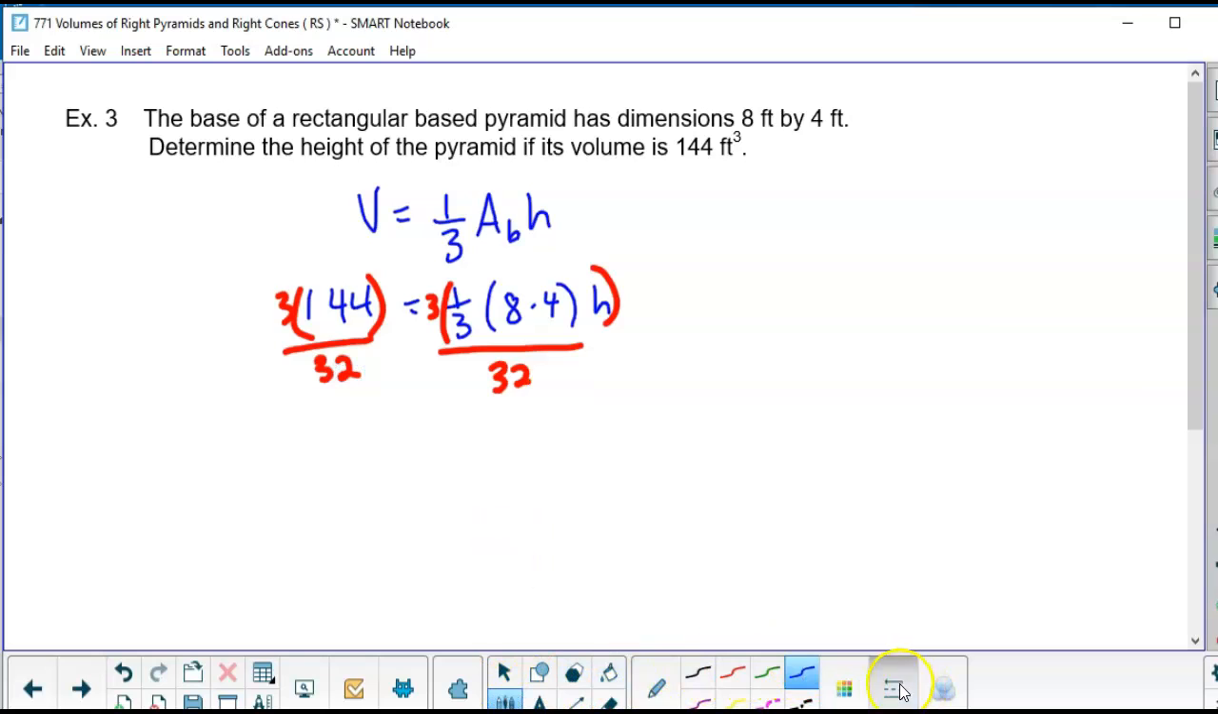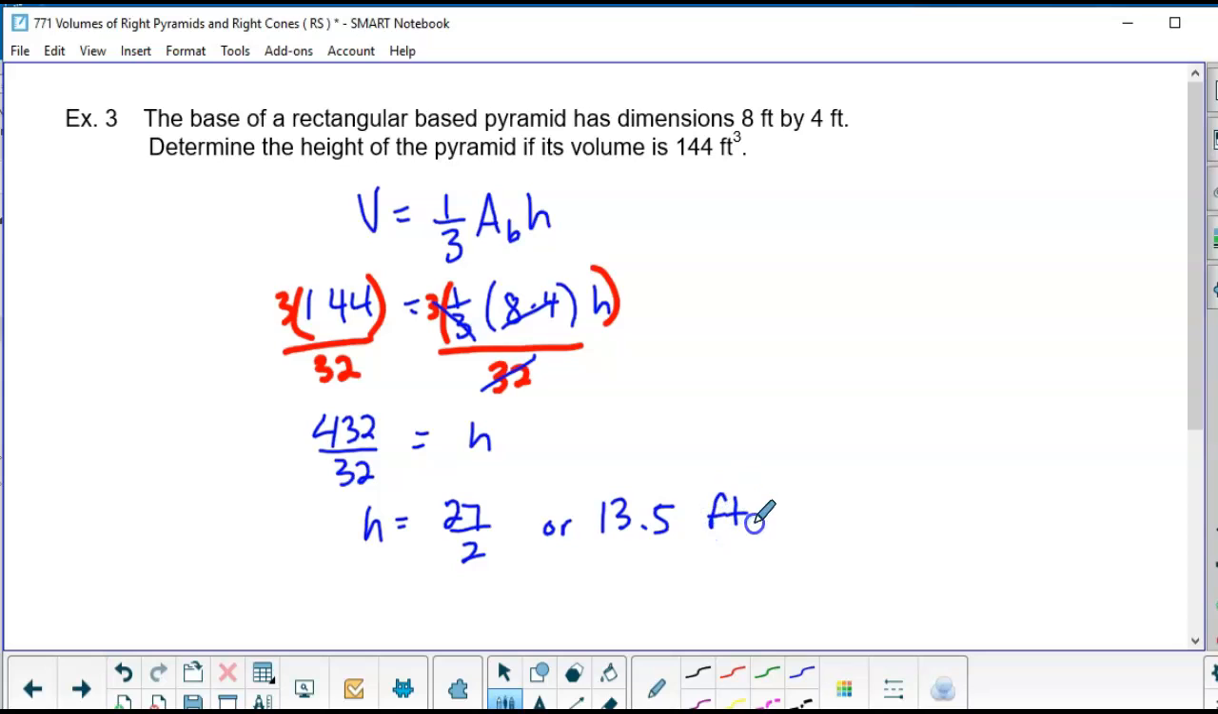Okay, so 3 times 144 divided by 32. So 432 over 32 equals h, right? Because that divides out, this divides out here. And then reducing that is going to be 27 over 2, or 13.5, and this would be feet. Okay, so you're working backwards from that.